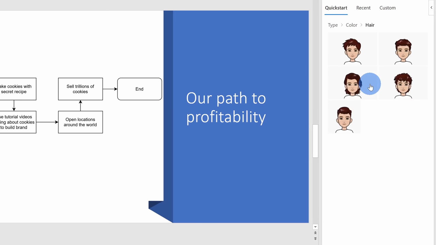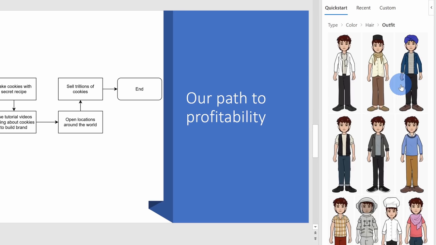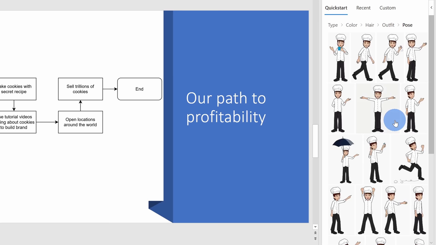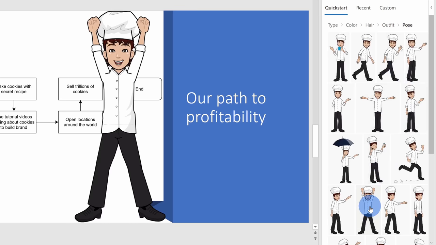Next, I could choose a skin tone. Here I could choose the hair type. And here I can choose the outfit. Now this is a cookie company, so let's go with the baking outfit. Last, I can also choose a pose. And once again, I want someone who looks really excited, and I think this one fits the bill.